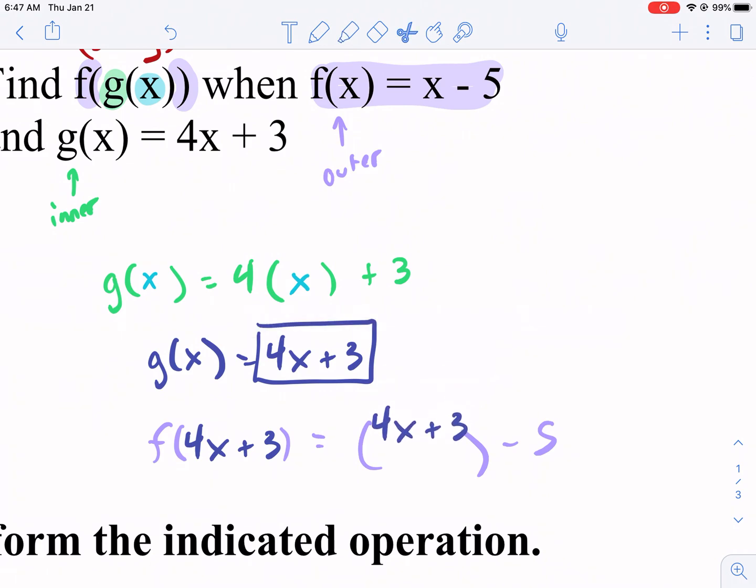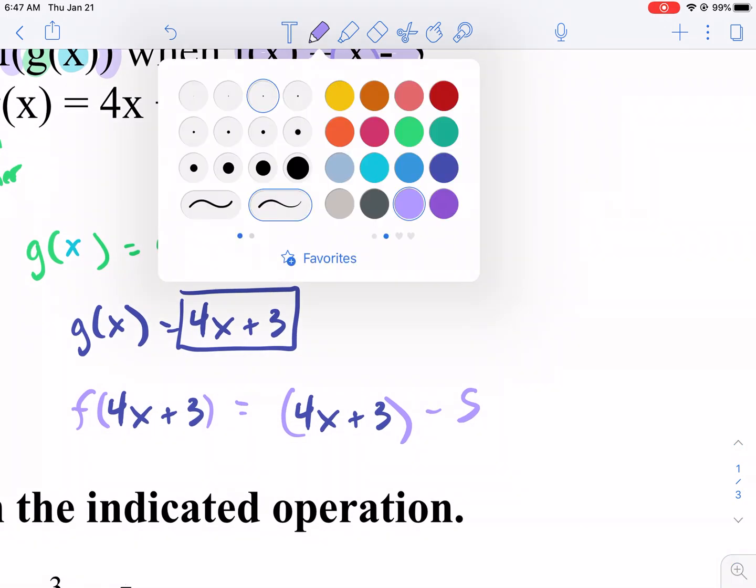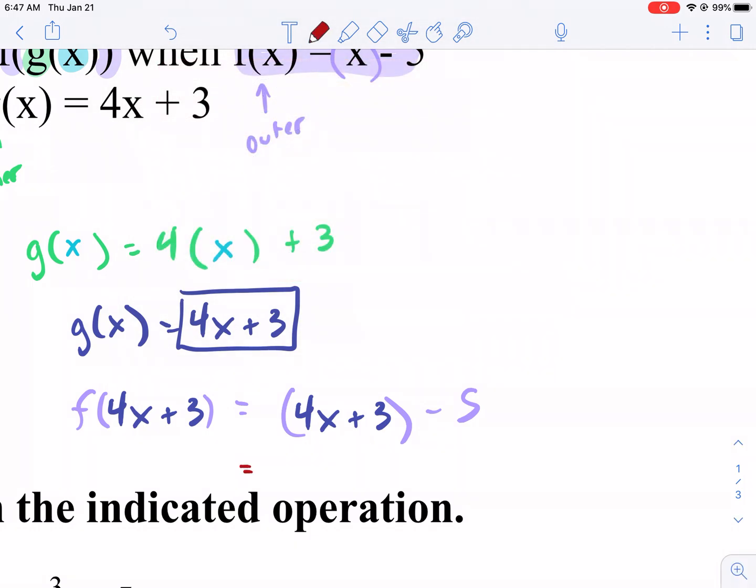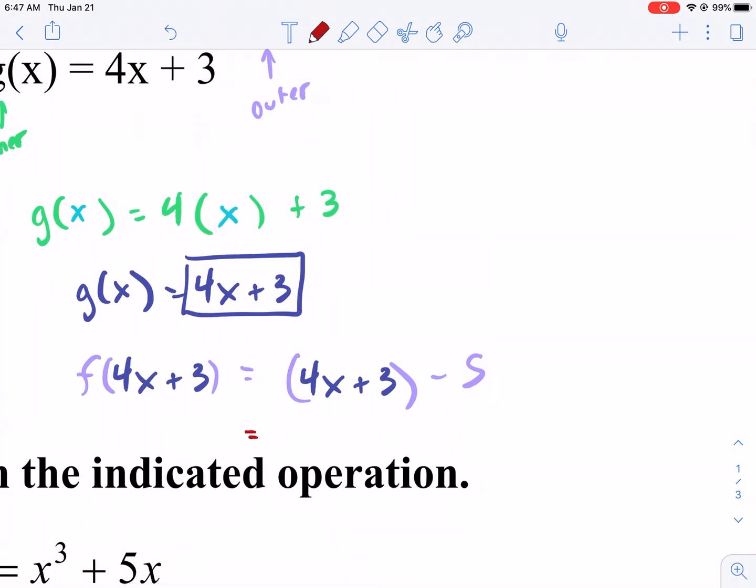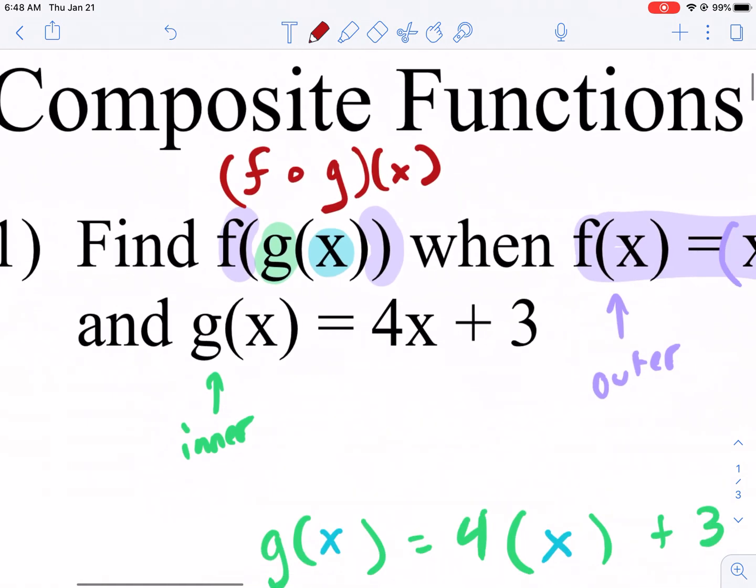So I take this, input it anywhere I see x. That was this one here, in case you're wondering. That was where I inputted it. And now I'm just combining like terms and I'm solving. You're going to have an x. That's okay. We have 4x plus 3 minus 5. That is equal to 4x minus 2. This is our answer. No, we do not just get a number because it's in terms of x. Our input was x.